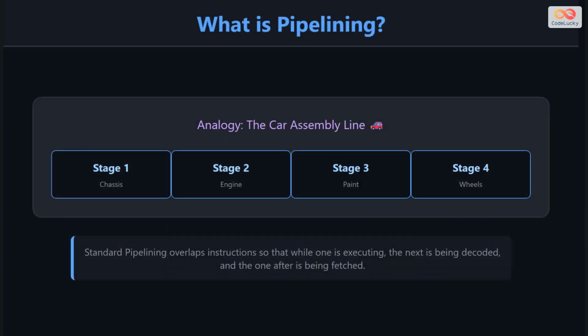Early CPUs did one thing at a time, but modern CPUs use pipelining. Think of a car assembly line. You don't wait for one car to be completely finished before starting the next one. While one car is getting its wheels, the next one is getting its engine, and another is just starting. This overlap allows the CPU to work on multiple instructions at different stages simultaneously.